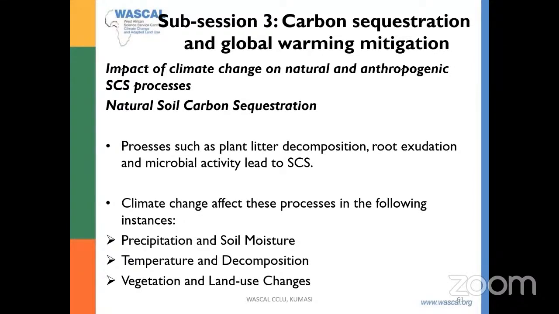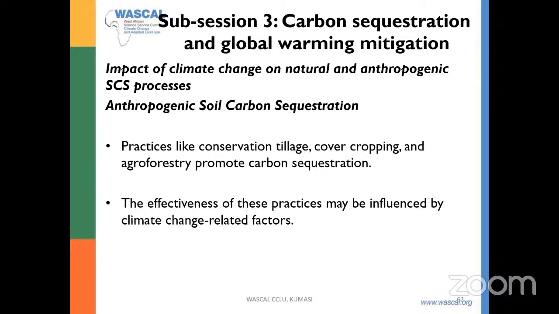And climate change affects these processes. For instance, precipitation and soil moisture. If rainfall in our rain-fed system controls most of the activities in the soil, then climate change influencing precipitation would affect this natural process. And also temperature. Temperature affects decomposition, as well as vegetation and land use changes. And so it's natural, but now being affected by our anthropogenic climate change, as has been certified by the IPCC.